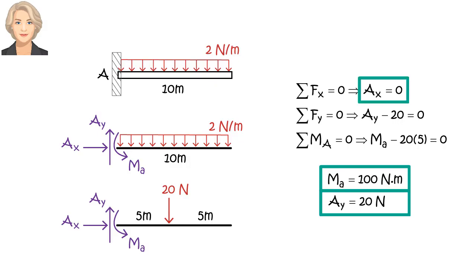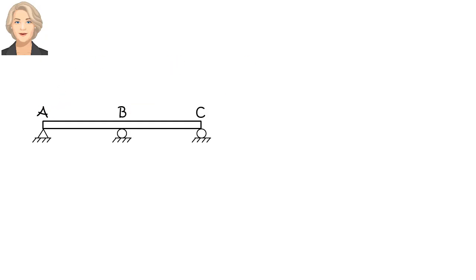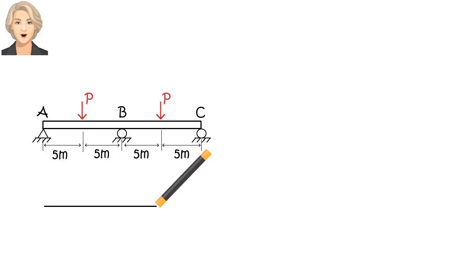In the second example, we have a beam with a pin support at its left end, a roller support at its right end, and another roller support at its middle point. The beam is subjected to two concentrated loads, like this. To analyze the beam, we start by drawing its free body diagram.